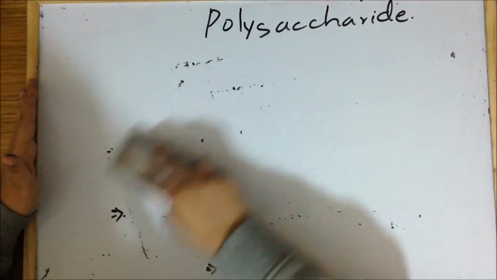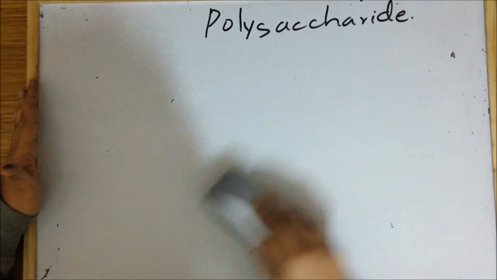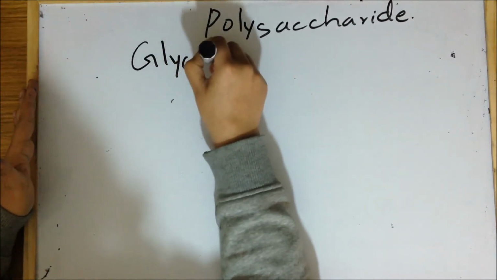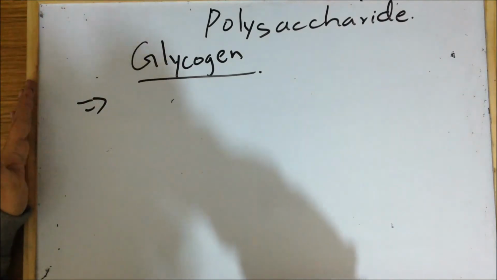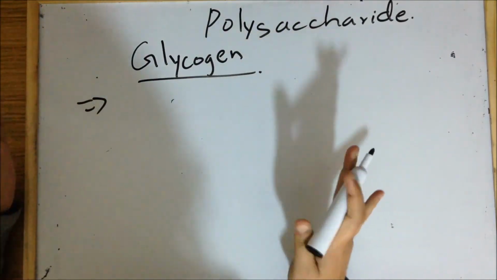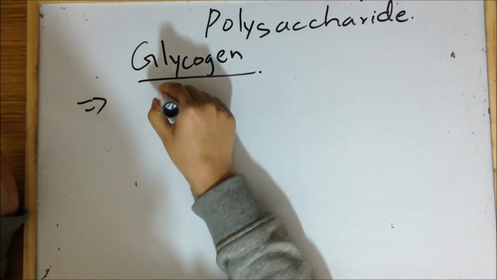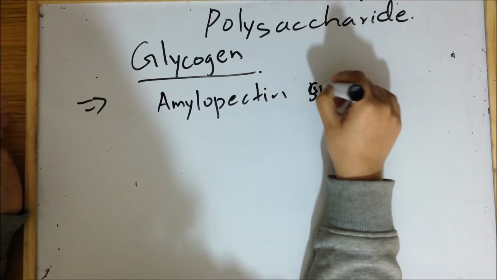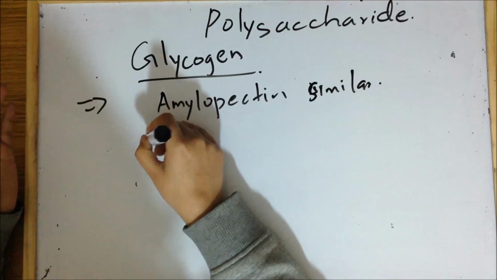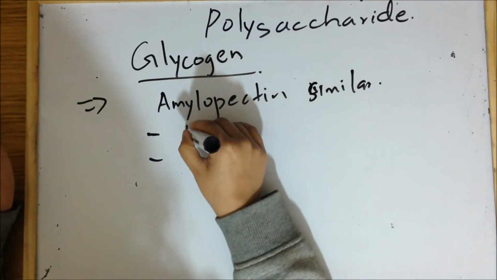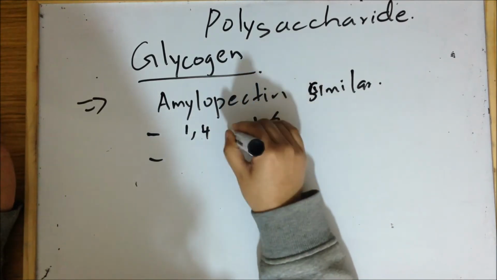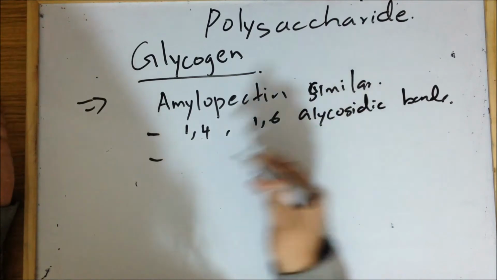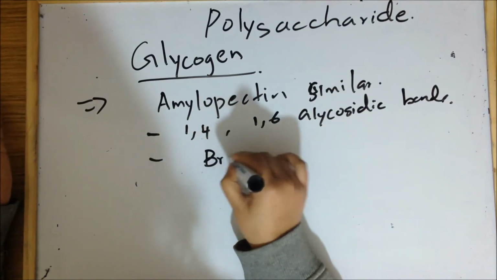Now we are moving to the fourth polysaccharide, glycogen. Glycogen is the storage molecule in animals. Before going into the functionality, we discuss the structure. Glycogen is very similar to amylopectin. So if I say similar to amylopectin, I think now you can list the characteristics of amylopectin. What bond types do they have? They have 1,4 and 1,6 glycosidic bonds. As they have 1,6 glycosidic bonds, they are a branched structure. So they have branches.